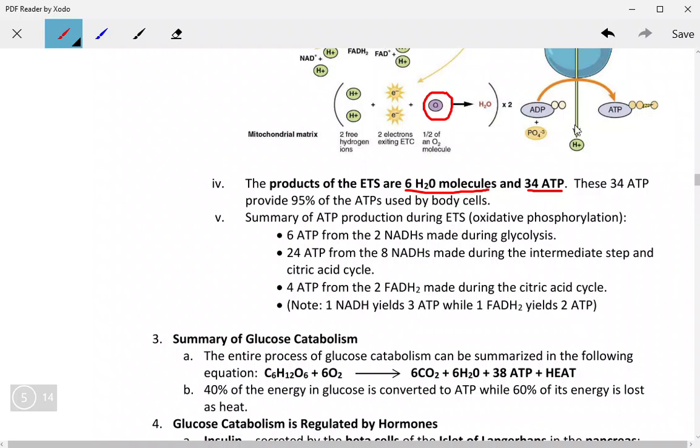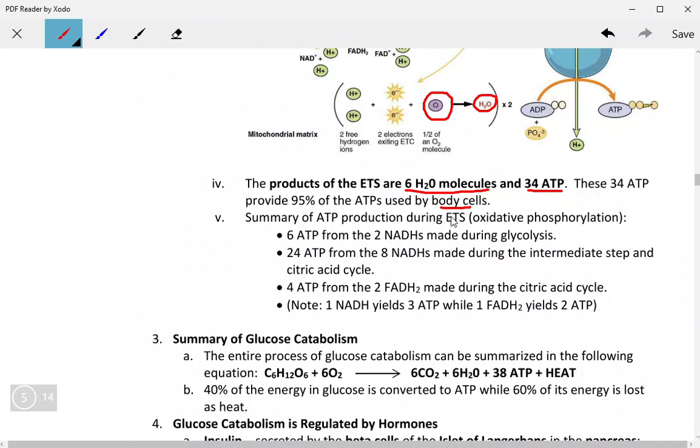All right, so remember, oxygen is your final electron acceptor. The electrons that are transported on this side are going to bind to oxygen. Once they bind to oxygen, we produce water. Are you following? So don't forget that. And we're going to produce 34 ATP molecules out of the ETS. I'm telling you, these 34 ATP molecules are going to provide the maximum amount of ATP for your body cells to carry out their essential functions.